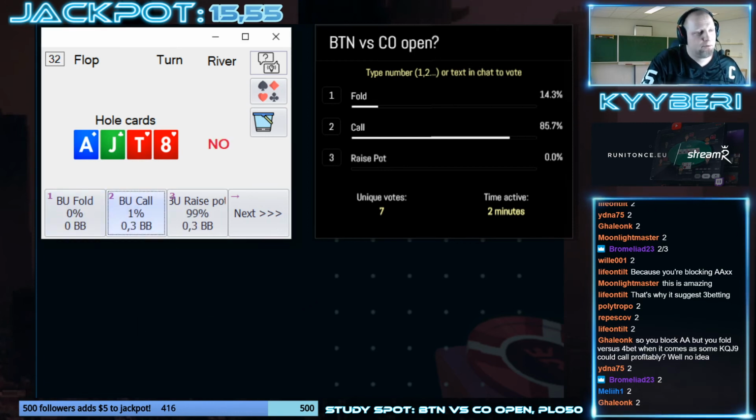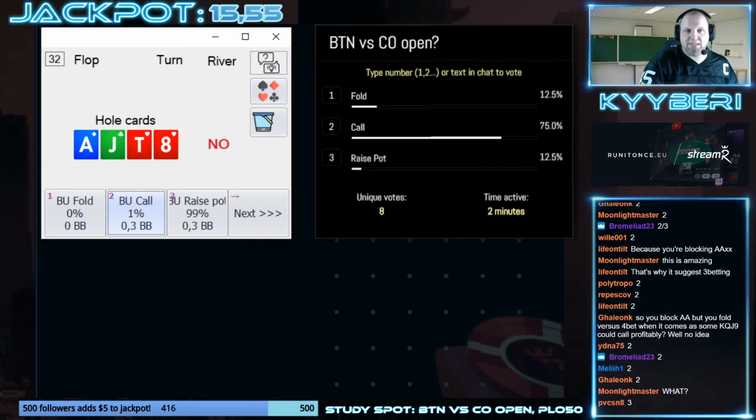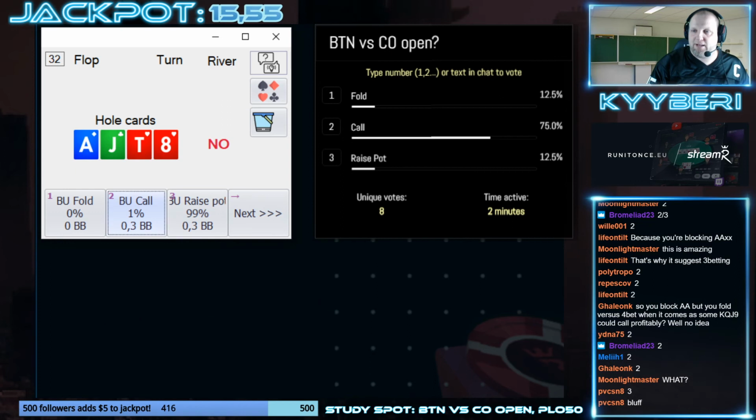Whoa. No one said 3-bet. Twitch chat is owned. It's 99% 3-bet, so the connectivity is weighing more than the lack of high suit. I'm surprised. Can someone explain why this hand is a 3-bet?